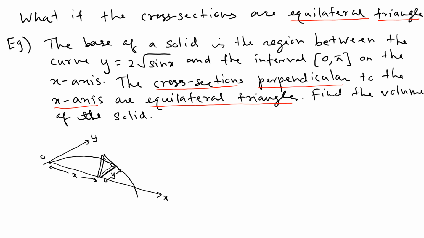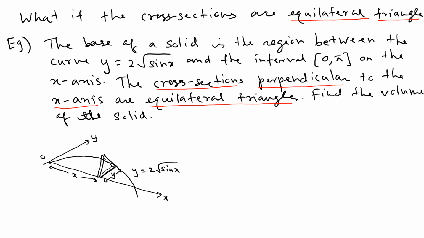So this is a solid triangle. If you cut it, it looks like a triangle. So what you want to do, and this is the curve y equal to square root sine x. So what you need now is, we need a formula for the base area. In this case, y is the height, so we need to find the base area formula.